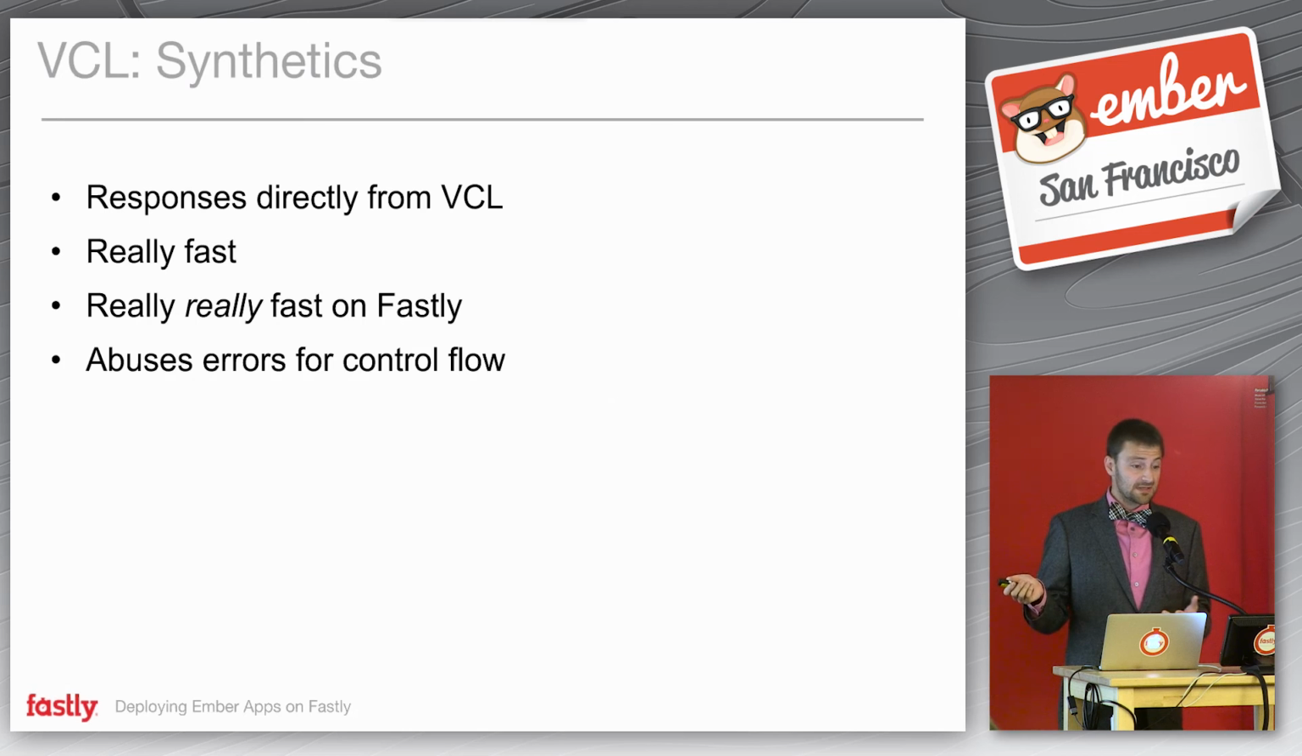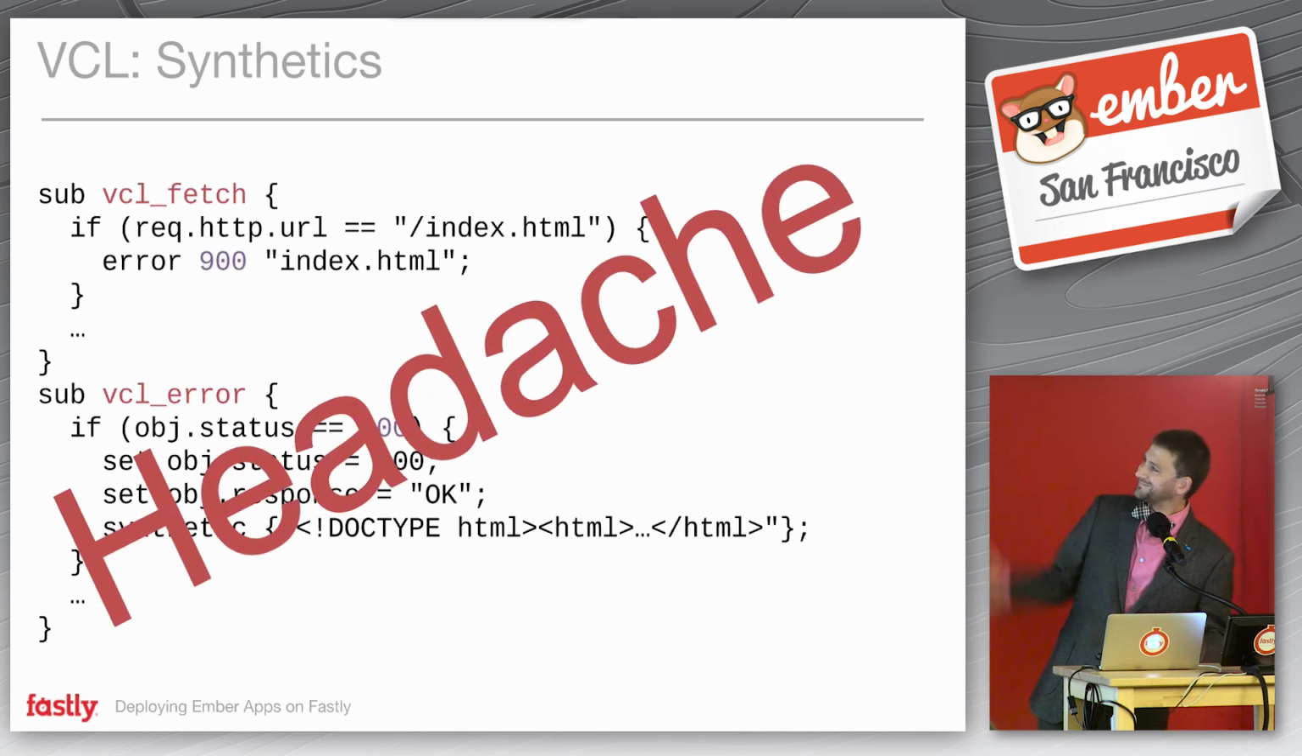And so this works. The way synthetics work is they abuse the error control flow in Varnish. So we're going to do a synthetic for index.html, and we're going to say if the URL is index.html, then throw a 900 error, just a made-up error code, doesn't matter what you pick. And then down in VCL error, we're going to catch that 900, which is what that says, I promise. And this says synthetic, and then this is the content of that index.html. So this also absolutely works. It's super fast, great delivery.